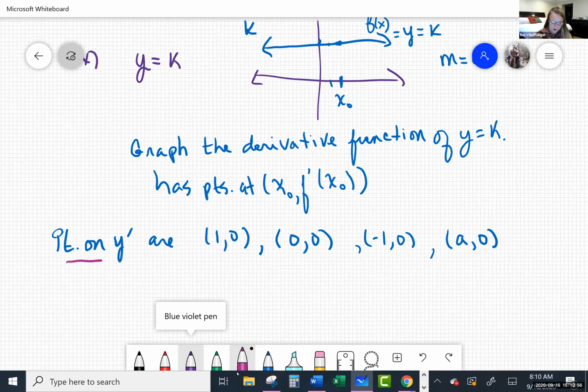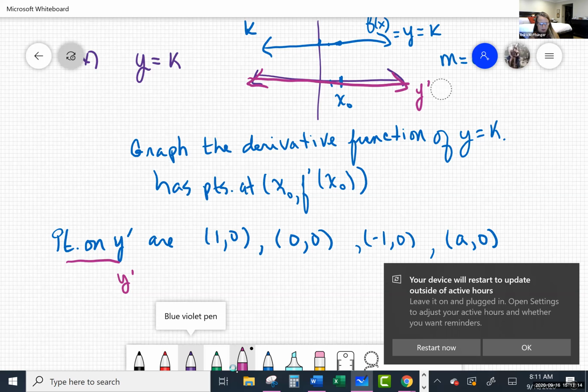And so if I plotted y prime, this would just be a horizontal line lying on the x-axis. This would be y prime, which is the same thing as writing f prime of x.